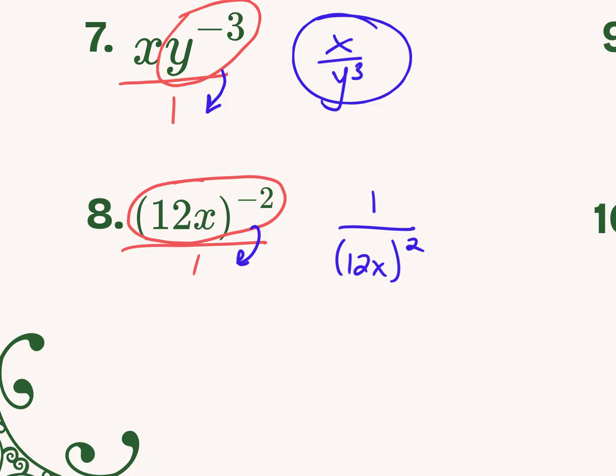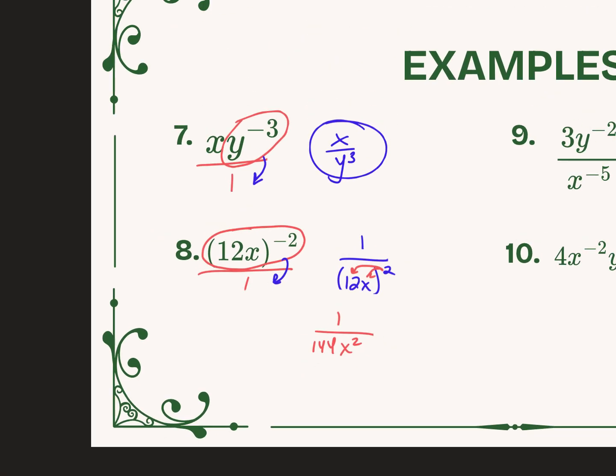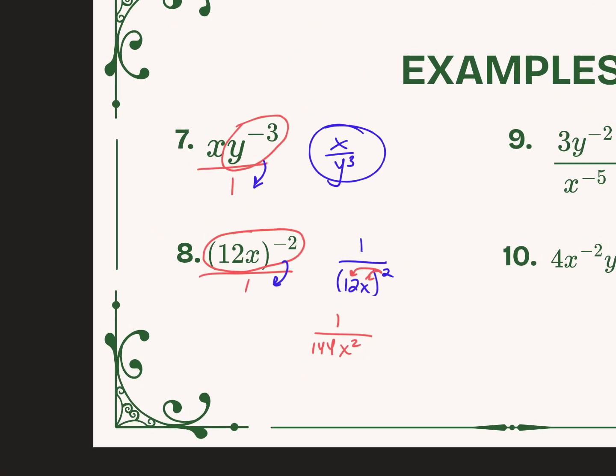Yes, because what do I have to do? Since that is in parentheses, what do I have to do with that little 2 that's on the outside? I have to distribute it. Good, very good. So this is going to go here and here. So this actually becomes 1 over, what's 12 times 12? 144, good. And then x squared, very good. Anytime you have numbers, you want to simplify. Two more.